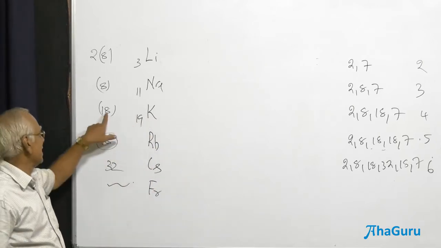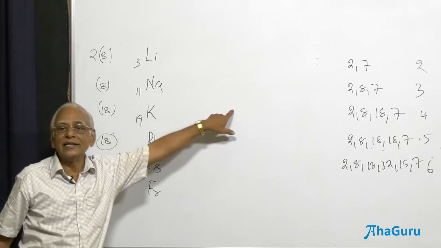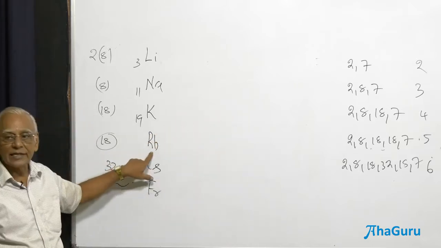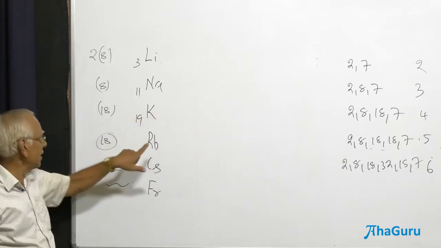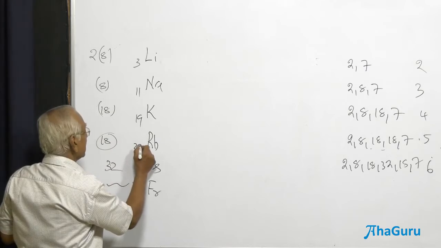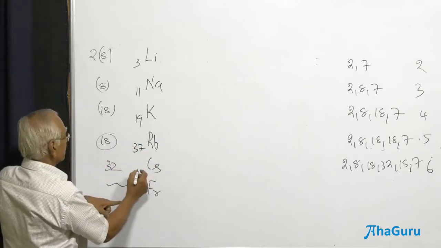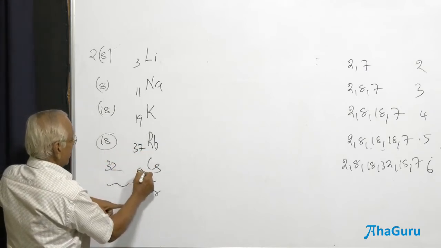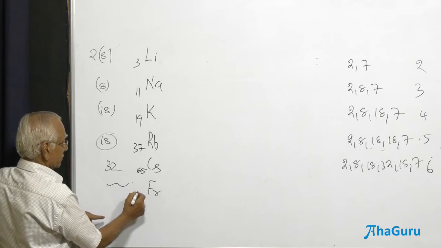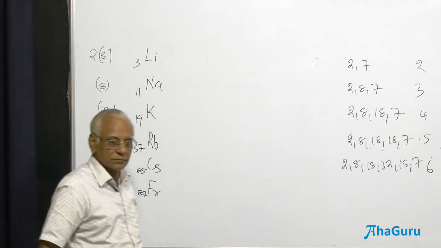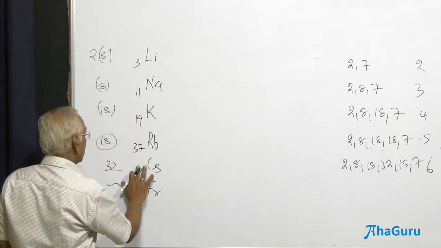Now, from this, it's easy. How many elements are there? 18 elements are there. Therefore, isn't it the 18th element from this potassium here? Add 18 here, 37. Add 18 here, 55. Add 32 here, 87.